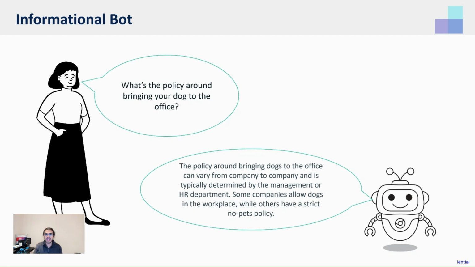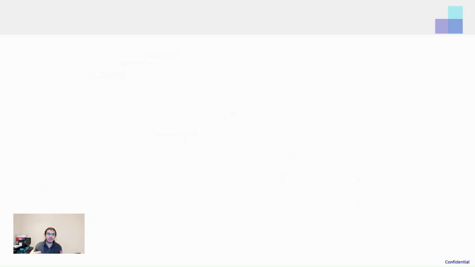So if an employee were to ask ChatGPT, what's the policy around bringing your dog to the office? It would answer some generic answer like, the policy around bringing dogs to the office can vary from one company to another. And that's really the problem. It does not know the knowledge of this particular organization to answer correctly. So, in order to have a relevant answer, we need to train our model.